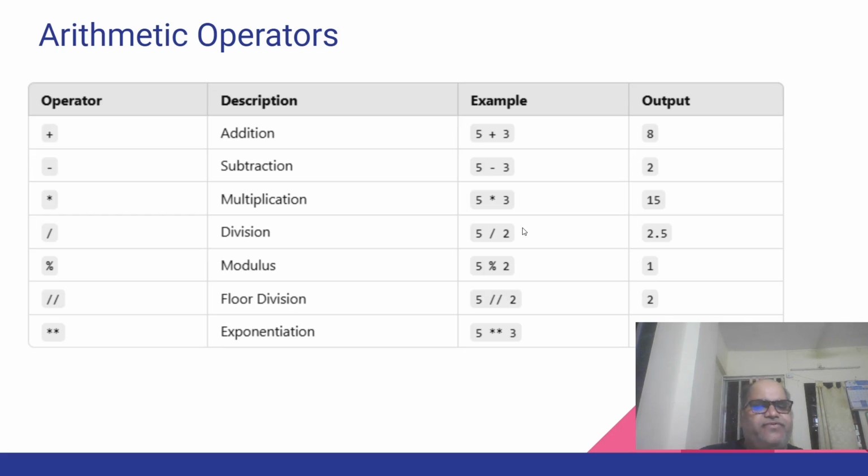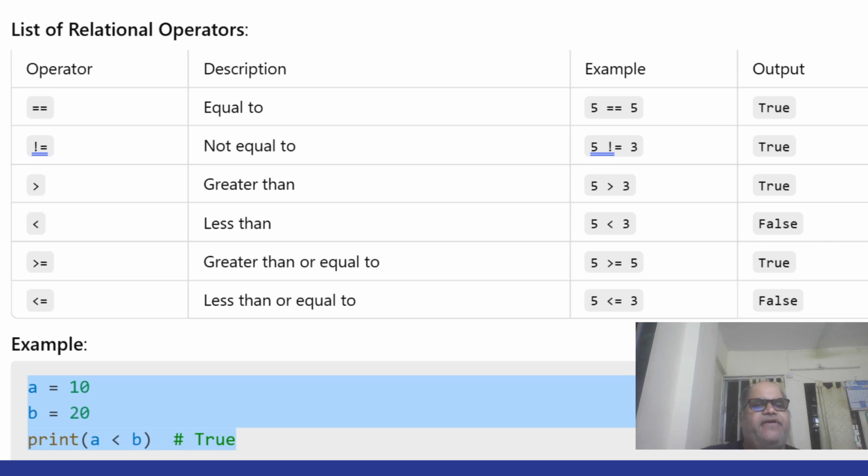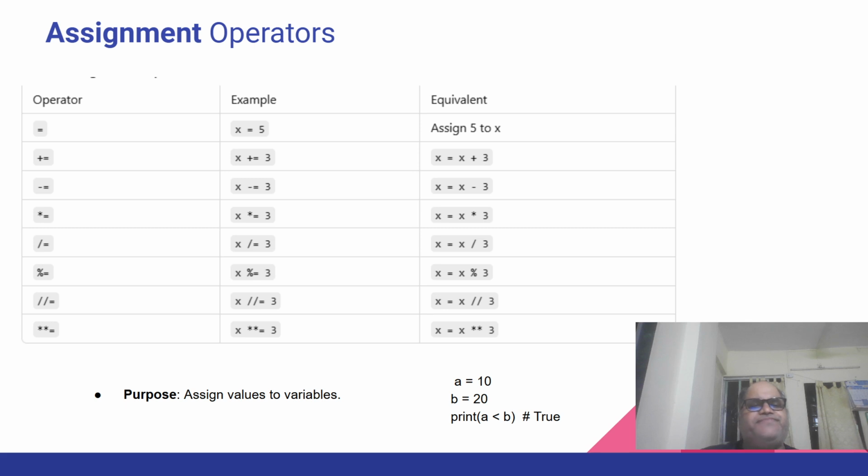So plus, minus, into, then division, modulus, floor division, and exponentiation. You have to pay special attention to floor division. It returns the integer part, and modulus returns the remainder part. Relational ones are equal to, not equal to, greater than, less than, greater than or equal to, less than or equal to. And the output here will be whether it evaluates to true or false. For example, if A is 10 and B is 20, since A is less than B, your output here will be true.